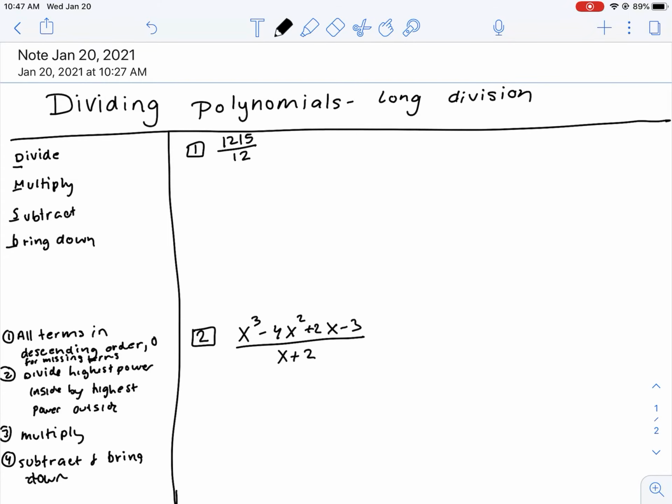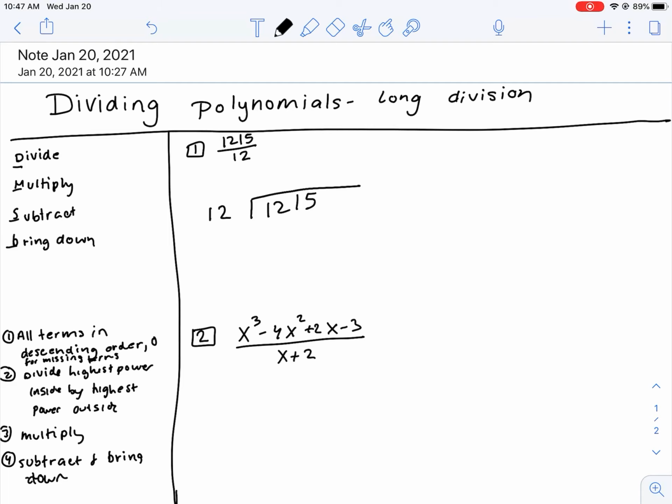Hey, this is Mrs. Hopkins, and today we're going to learn how to divide polynomials using long division. So we're going to take something that we learned how to do way long ago and apply it to something that's a little bit new. So, how would you divide 1,215 by 12? I want to see how many times 12 goes into the 1215.